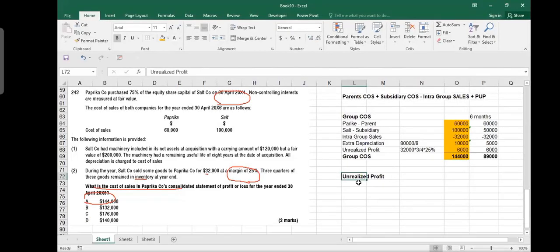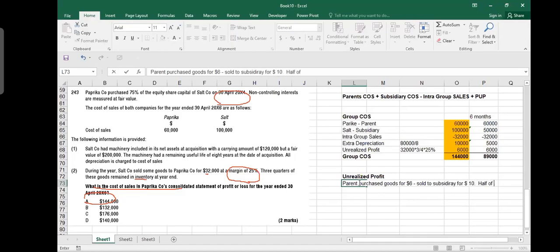Let's discuss a little bit about unrealized profit. How does it happen, or what is the rationale behind that? I said that parent purchased goods for $6 and sold them to the subsidiary for $10. Half of these goods, a very simple example, are still in the subsidiary's closing inventory. Okay, now this is one situation.